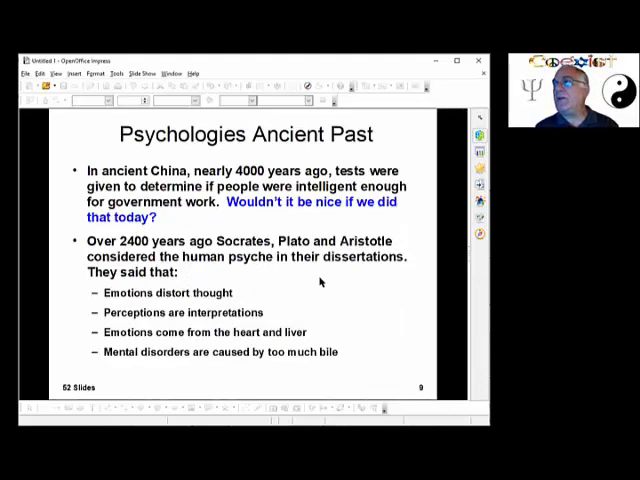So if we go into the ancient past, in ancient China, almost 4,000 years ago, there were tests that were given by the emperor to determine if people were intelligent enough for government work. If somebody wanted to work in the government, they had to take a test and they had to prove that they were intelligent enough to do so.